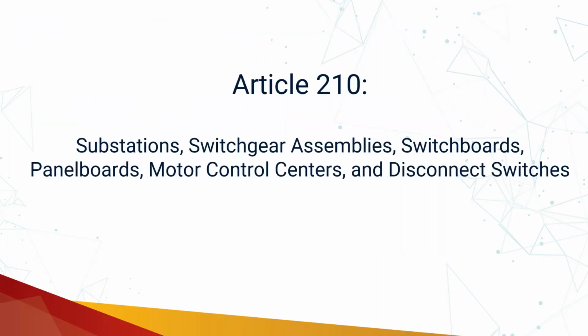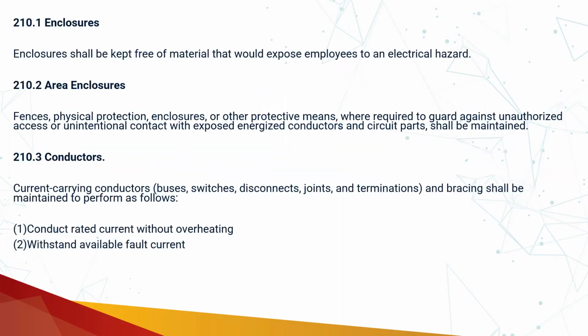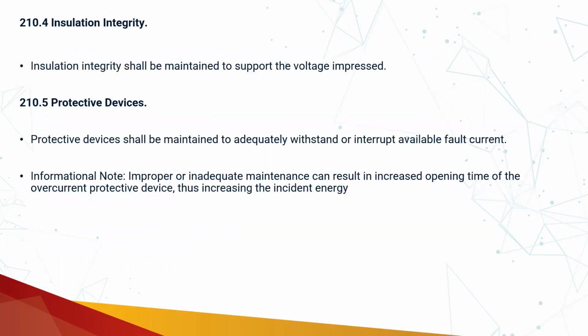Then Article 210 talks about substations, switchgear assemblies, switchboards, panel boards, motor control centers, and disconnect switches. So keep this as generic, that all need to be maintained as per the manufacturer's recommendation. So if we talk about enclosures, areas of enclosures, conductors, all need to be maintained by the employer as recommended by the manufacturers.